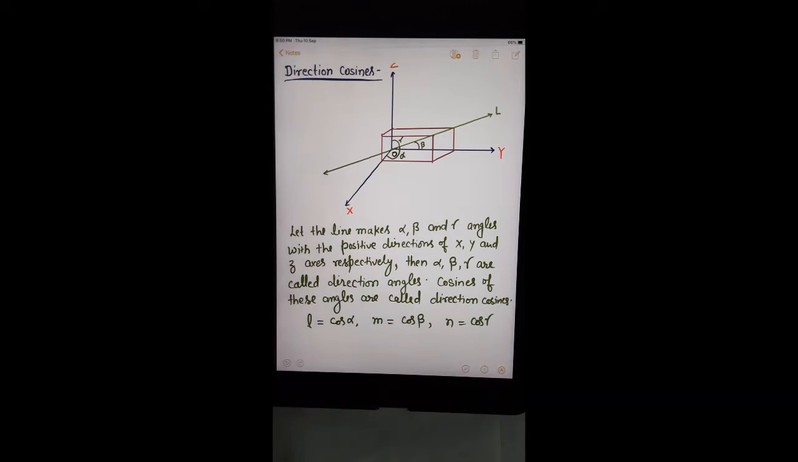Now there is one difference between vector and line. Vector is a directed line and line can be extended in both the directions. A vector has a unidirection, that has only one direction. So here the direction cosines mean the direction angles. There is another pair of direction angles, that is pi minus alpha, pi minus beta, and pi minus gamma.